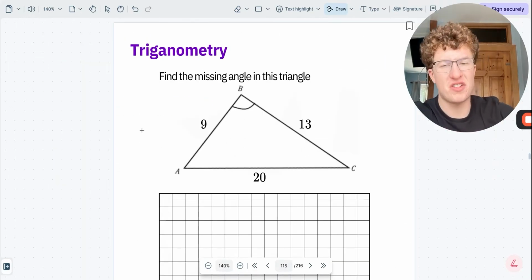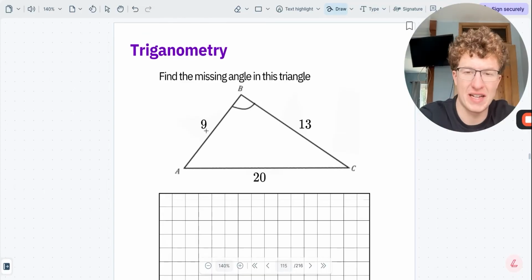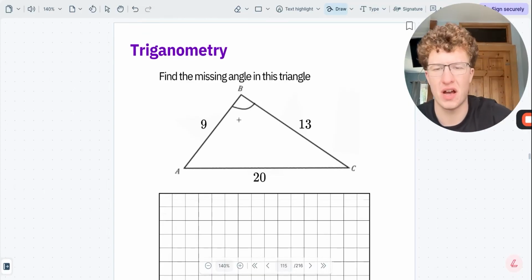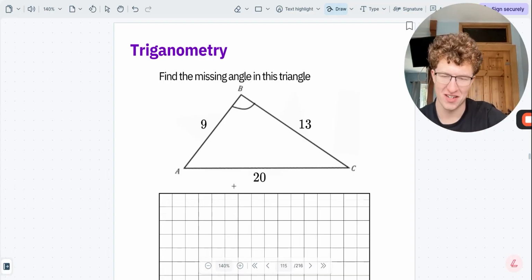This question, we want to find the missing angle in the triangle. So we have three sides and we have an angle. Notice we don't have multiple angles. We have 0 angles. We want to find this one, but we have the sides.